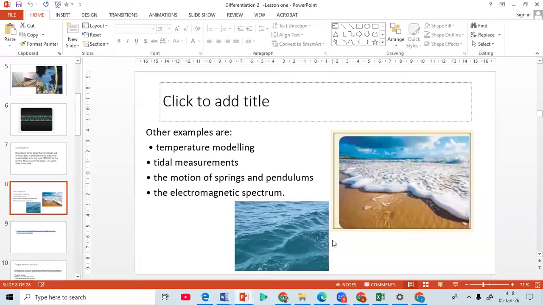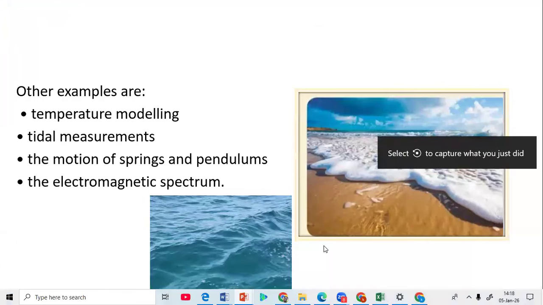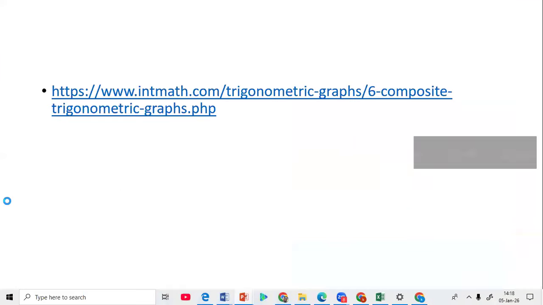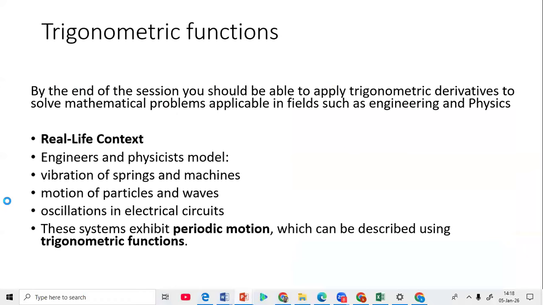The same thing happens in electricity and other particular areas. So we shall have quite a lot of applications in those different fields. Okay. Now, what is our aim by the end of this session?